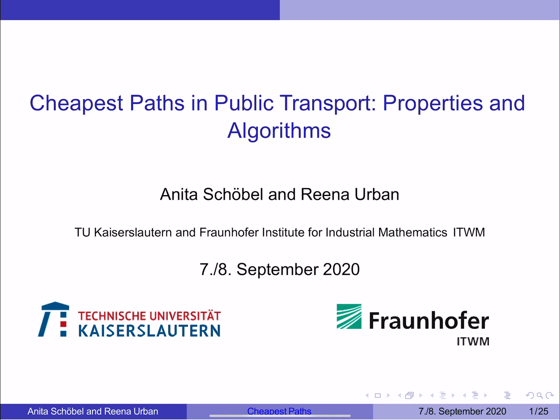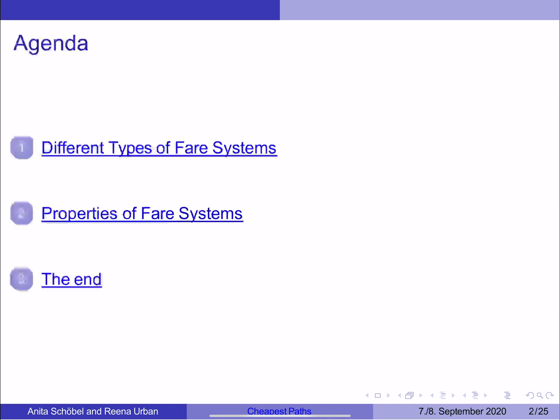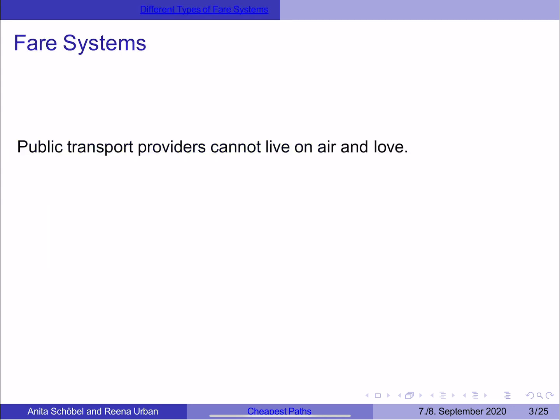My name is Anita Schöbel and this is joint work together with Rena Urban, who did her master's thesis on this topic and will start as PhD student next month. I will first show different types of fare systems, then we will discuss properties of fare systems with the goal to find cheapest ticket options for the passengers, and then we will conclude.